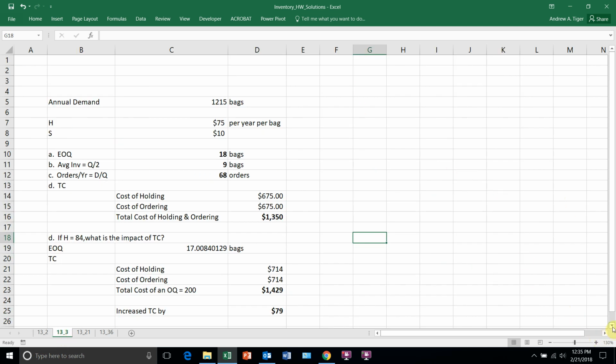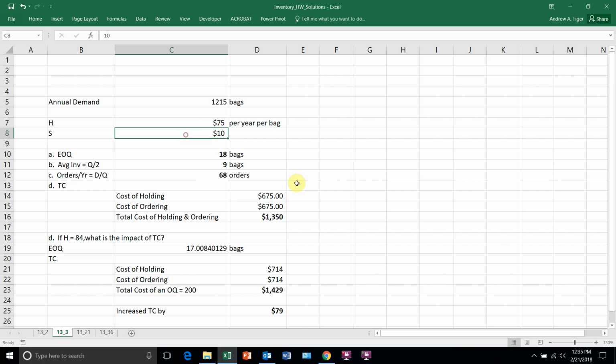13.3 is an economic order quantity. They're given these bags. The annual demand is 1,215 bags. The cost of carrying one bag for the year is $75. Someone has done the hard work for us and has determined that if we put a bag of flour on a shelf and it sits there for a year, because of the storage cost, the obsolescence cost, maybe being stolen, getting lost, the cost of capital, all of those say that it costs us $75 if we leave a bag on the shelf for a year.